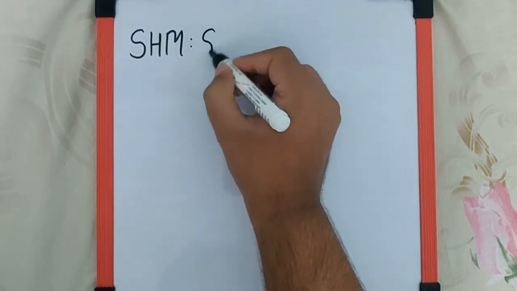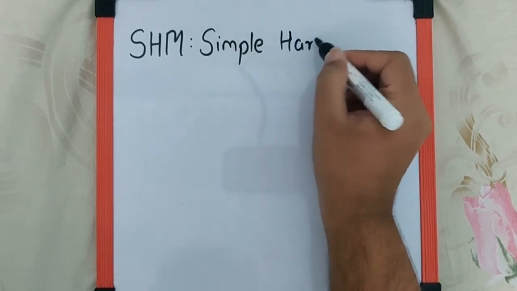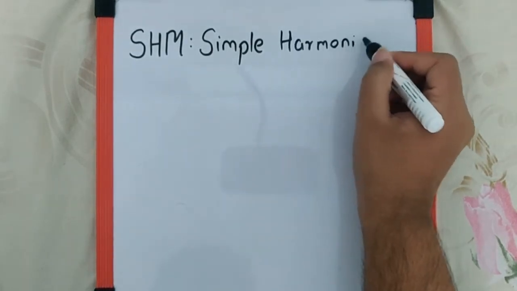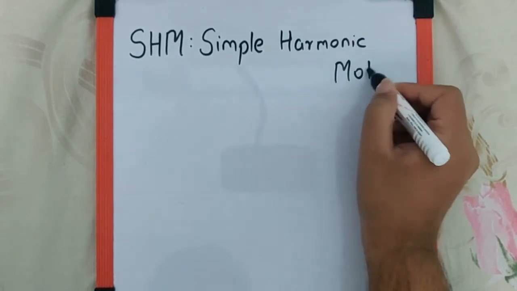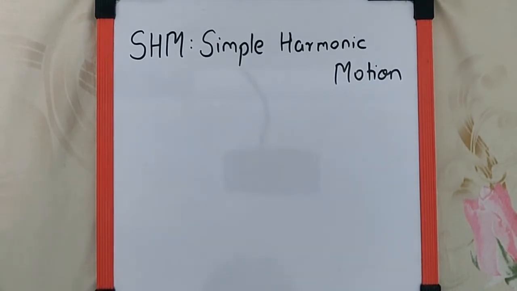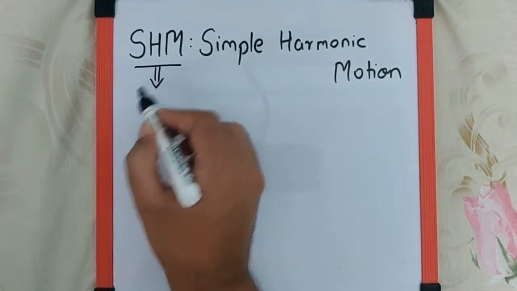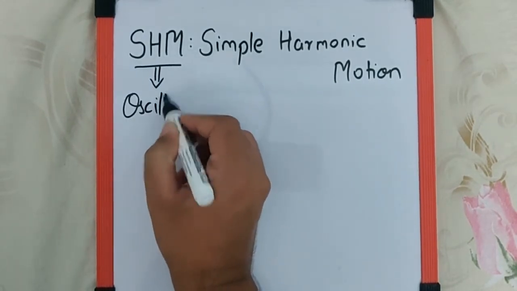SHM stands for simple harmonic motion. Now simple actually means the motion along a straight line. Harmonic means it repeats itself after equal intervals of time, or it is always in sync. So simple harmonic motion is also known as oscillation.